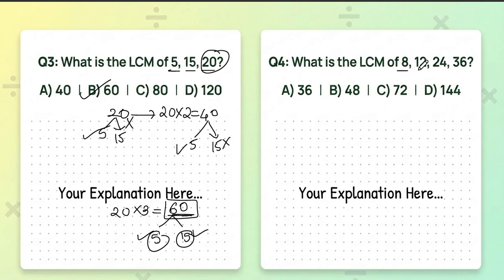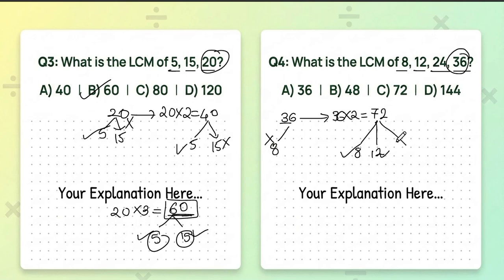The next question: 8, 12, 24 and 36. So what is the bigger number? 36. So check one by one. The first number is 8. Does 8 divide 36? No. So scale up the number 36 by just multiplying by 2. So 36 twos are 72. Check the numbers again. 8 nines are 72. Yes, it divides. Then 12 sixes are 72. Yes, it divides. Third number 24. So 24 threes are 72. So that also divides. So all three numbers divide 72. So the correct answer for this question is 72.